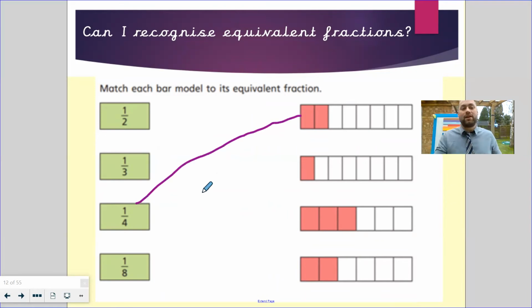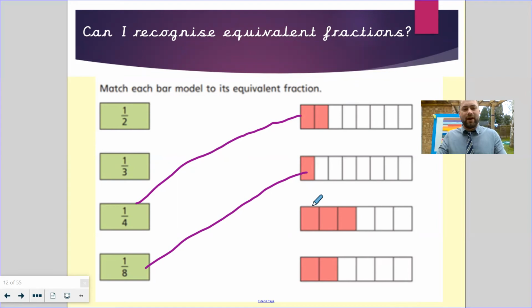Our next one, we have 1 shaded in, and we've got 1, 2, 3, 4, 5, 6, 7, 8. We have 8 parts. That is this one here, 1/8. There's no equivalence for that.